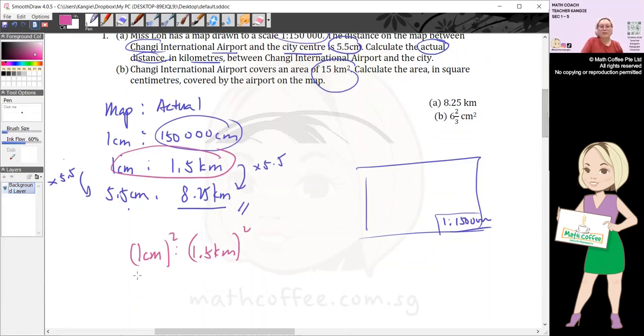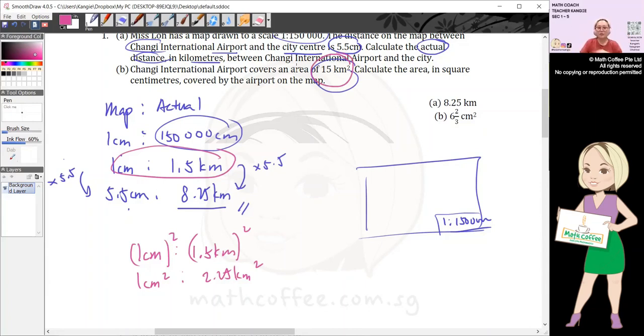Okay, and 1 times 1 is just 1 cm square. Then you square this one. Of course, press calculator. I will get 2.25 km square. Okay, so this is the map scale. So now I'm ready. It means that on the map, when I measure 1 cm square, it represents 2.25 km square. So over here, this is given 15 km square, and this is actual.